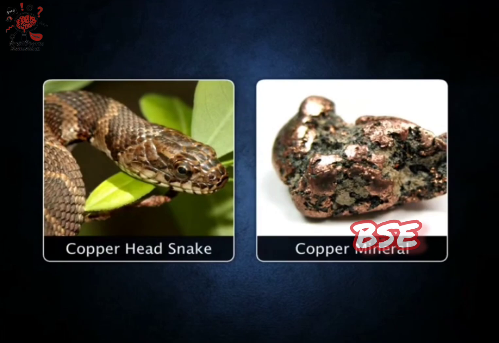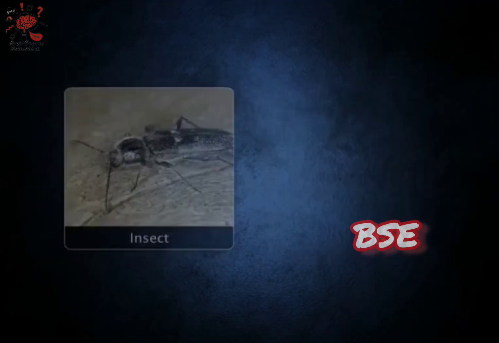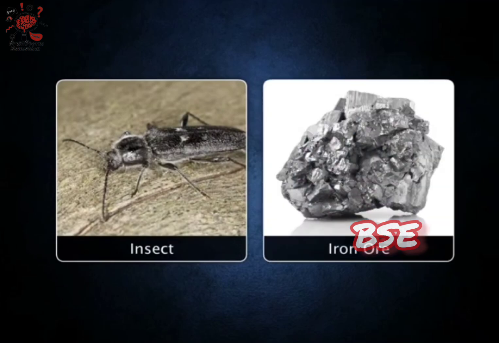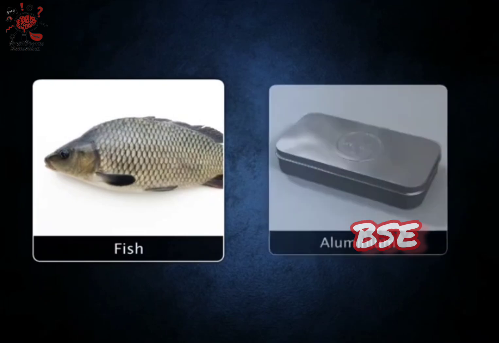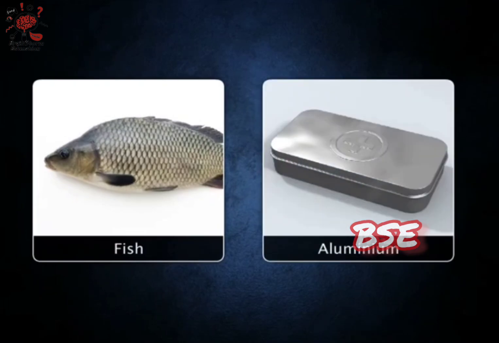Is it a copper-plated snake? An insect with a metallic effect similar to that of iron ore? It may be difficult for you to pick out this fish if it is kept in an aluminium box.